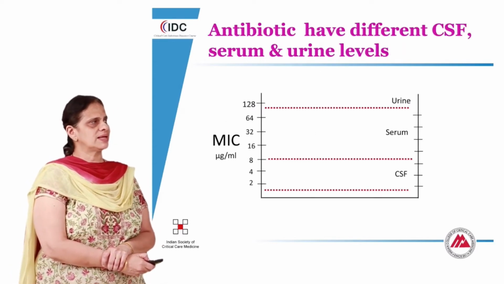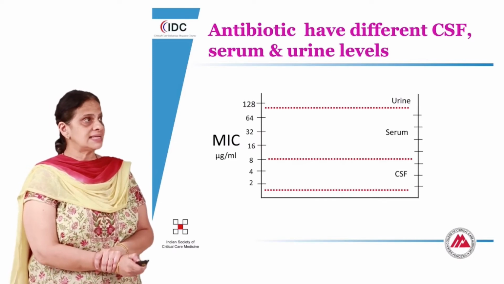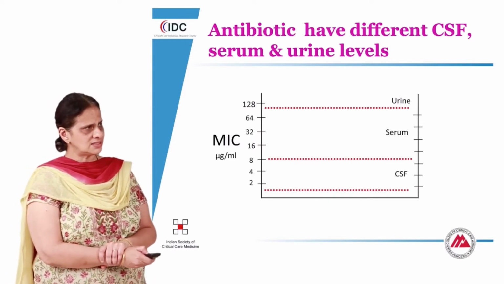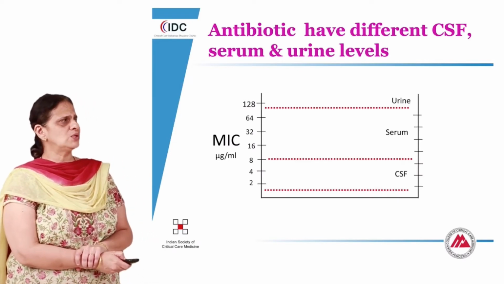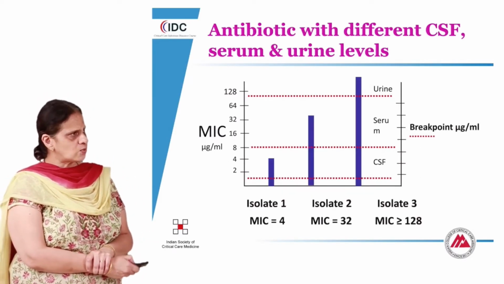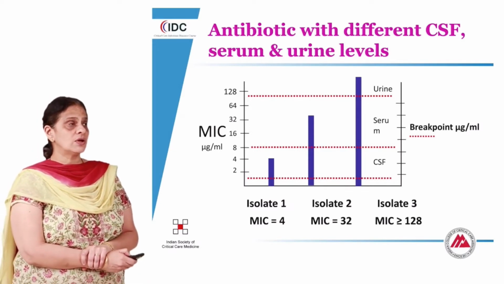Let's look at it this way. Antibiotics have different serum, urine and CSF levels. This is just putting into perspective what would be the CSF level, what would be the serum level, and what would be the urine level. Now let's look at isolate 1, 2 and 3. Each has different MICs. Now we're talking about isolates.